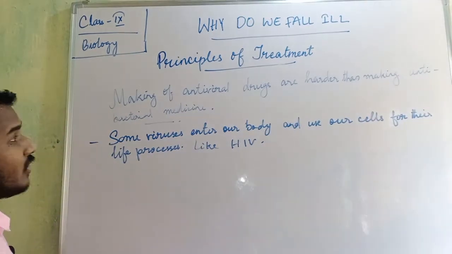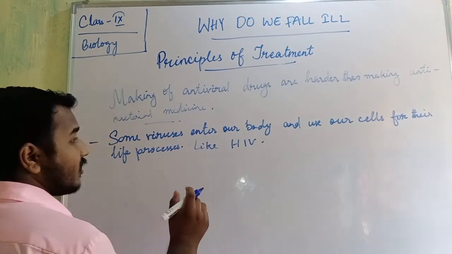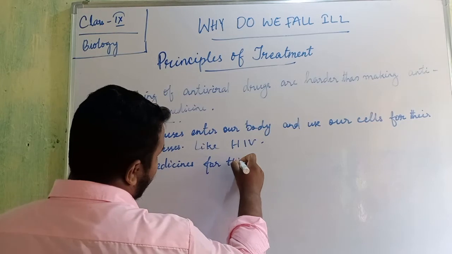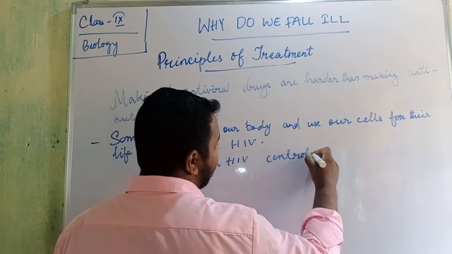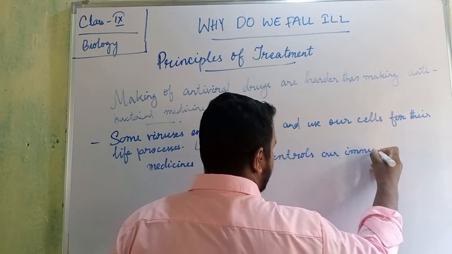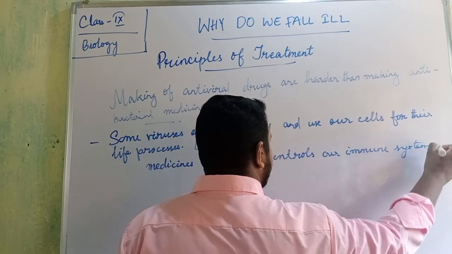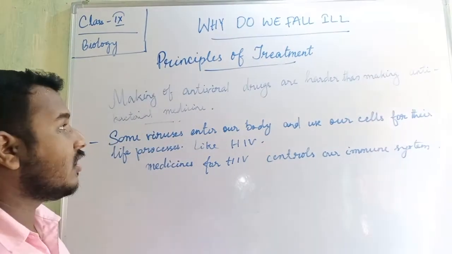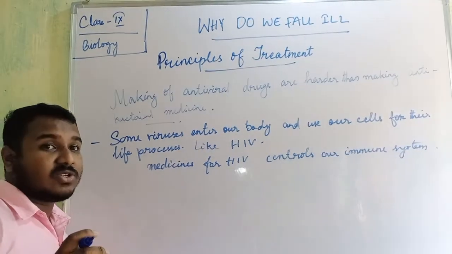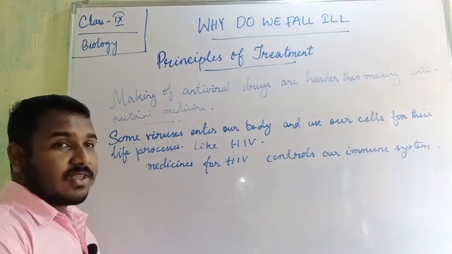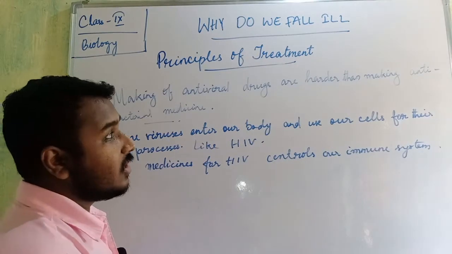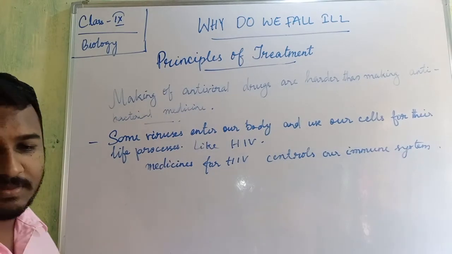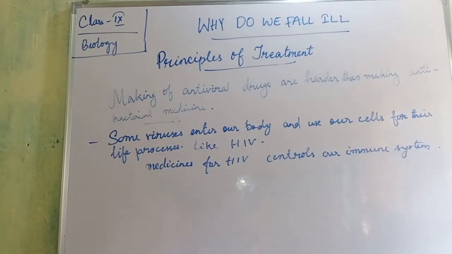So for this purpose, antiviral drugs or these HIV medicines are used for HIV that controls our immune system. This is the most common way, because viruses are much stronger than bacteria. Therefore, we should be very, very careful, and that is why it is noted that making of antiviral drugs is harder than making of antibacterial medicines. Okay, so this is all about principles of treatment.